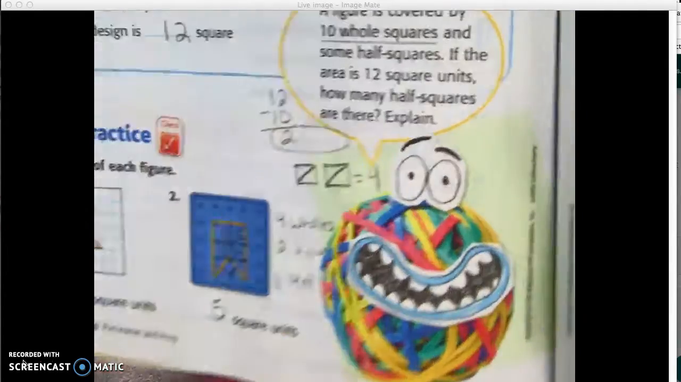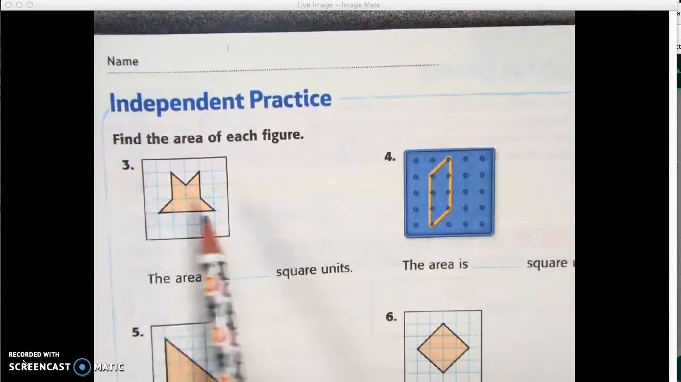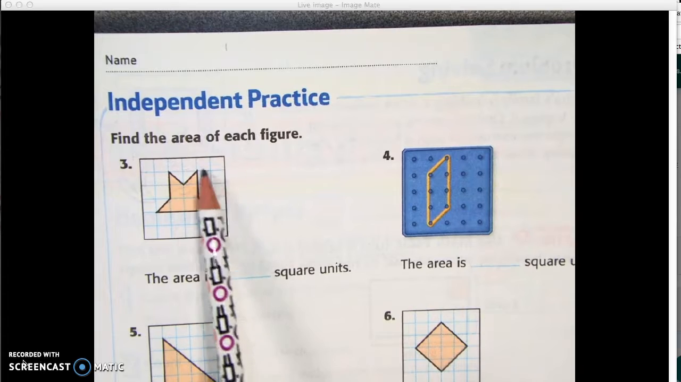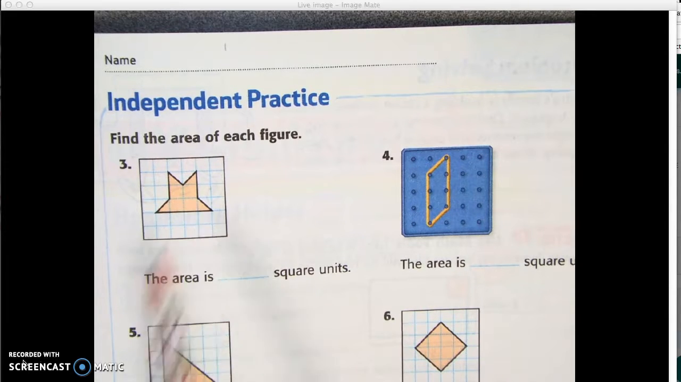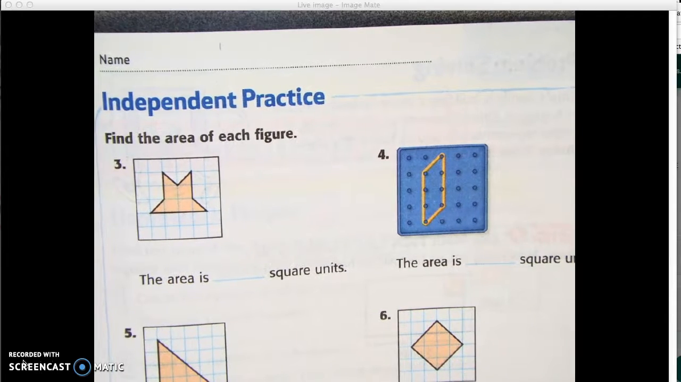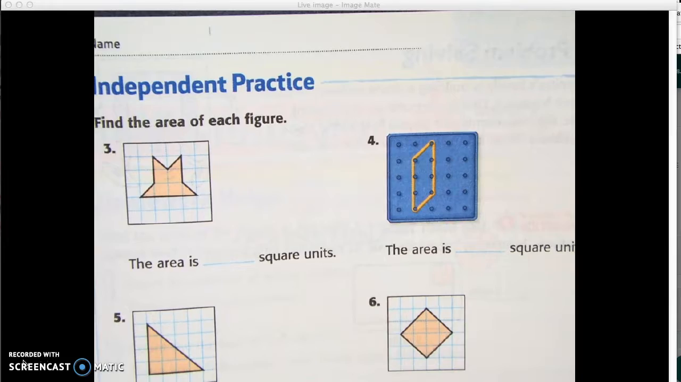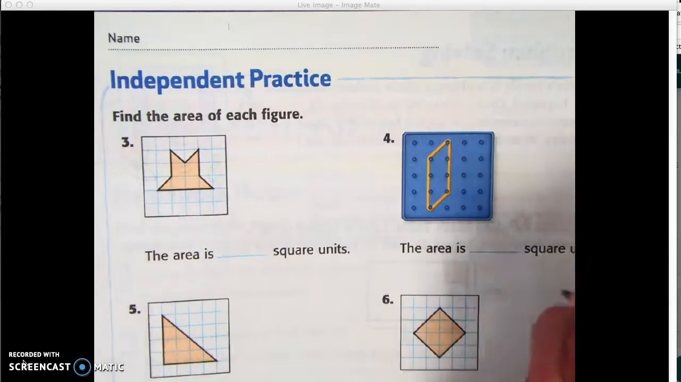Let's read our directions for the next couple practice problems. All right, find the area of each figure. You're going to count them up. Make sure you label your whole squares and then show arrows to which half squares you're combining together to give me your total area. So let's do this one together so you see what I mean.